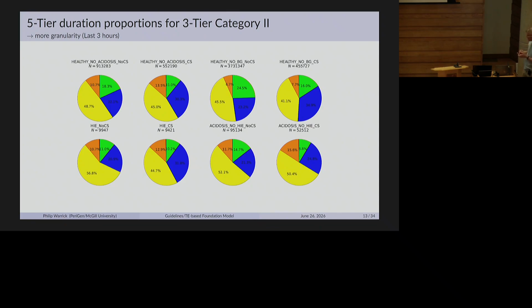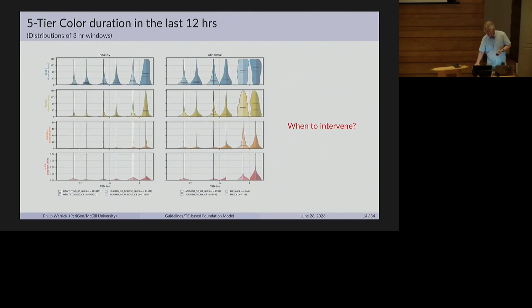But we do see slightly more yellow, orange, certainly more yellow in the more abnormal cases. But it's subtle, and when we look at it over time, what I have here is basically 3 points in time that I'm looking at the distributions: 12 hours, 6 hours, and a time of delivery, looking at the acidosis and HIE cases on the right, and the healthy cases on the left, with increasing severity.